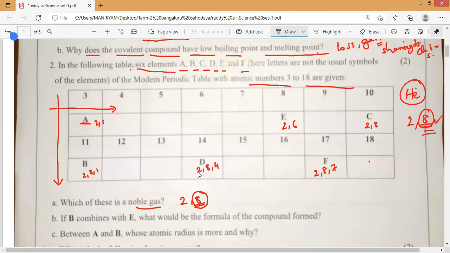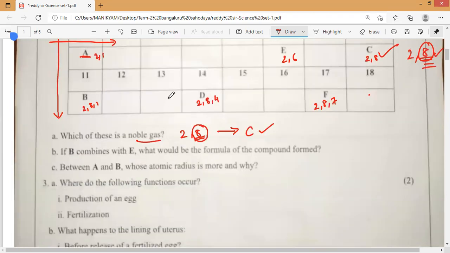Check it, everybody. C is the answer. Understand, everyone? That is what I am saying. Never use any symbols unless they are mentioned. 18 also, 2, 8, 8 only, sir. They have not given that element. Understand, Kevin?